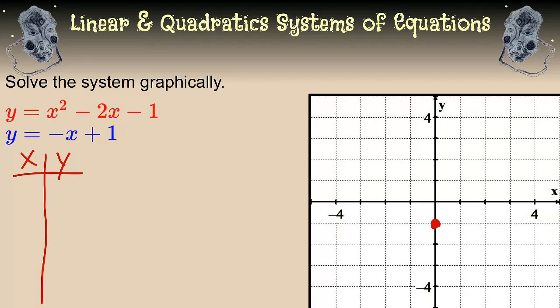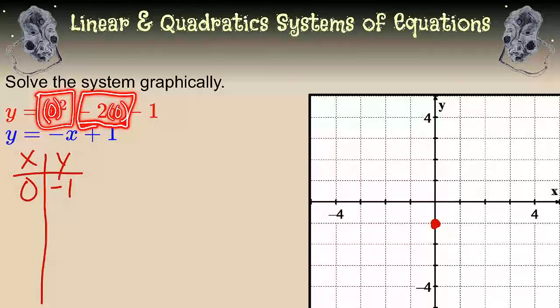So the first point that I found was 0, -1, because when I plugged in 0 right there and right there, this is 0 squared, which is 0, minus 2 times 0, which is 0. So all of that is 0, minus 1 is -1. So we plugged in 0 for our x, and the result was -1 for y. So we got that point right there. We're just going to do that same thing for different x values now.